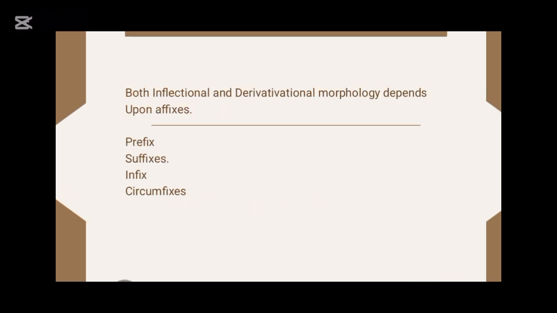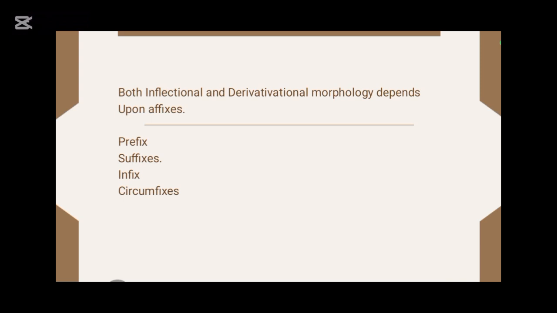Dear students, both inflectional and derivational morphemes depend upon affixes. And affix is a broader term which covers the prefix, suffix, infix, and circumfix processes. Prefix is used at the beginning of the word. Suffix is used at the end of the word. Infix is used in the middle of the word. And circumfix is a process which is used around the word, meaning at the beginning as well as at the end of the word.